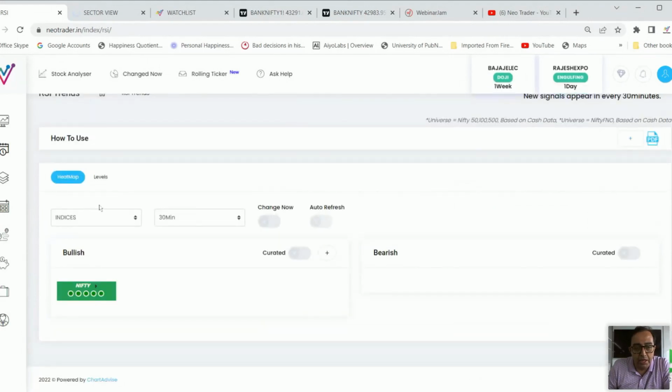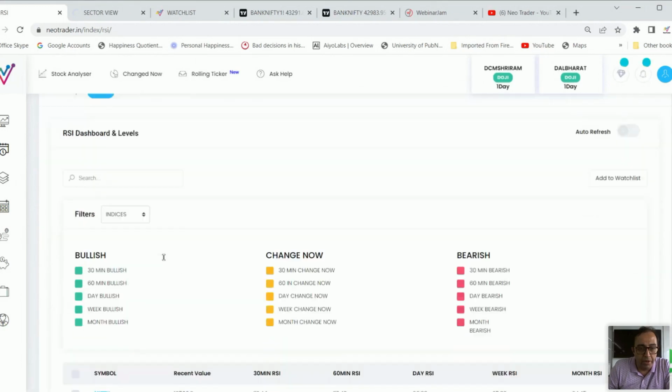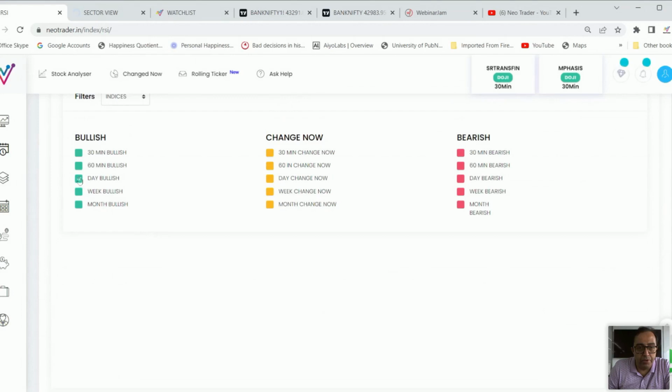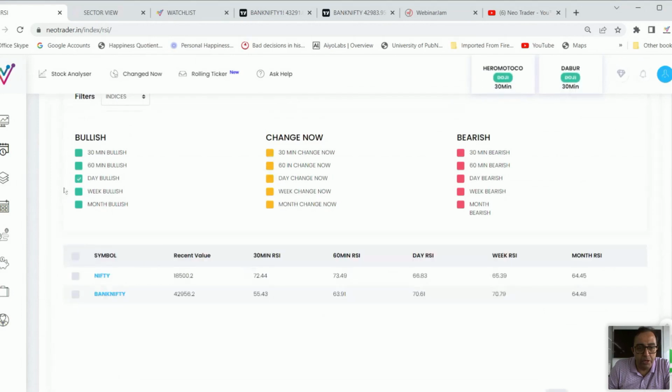You can see here that Nifty is bullish in 30 minutes. It's bullish in all time frames, right? So on the indices, Nifty is bullish in all time frames. Now, when you take a look at Bank Nifty, you can see day, week, and month are all bullish. That means all three time frames are bullish.